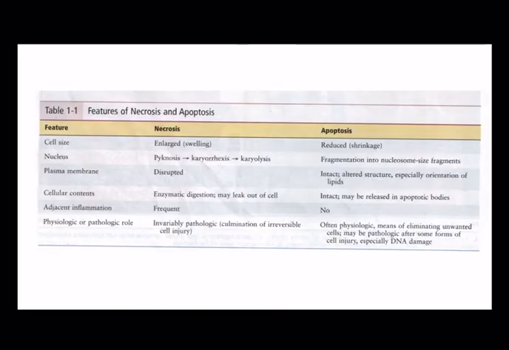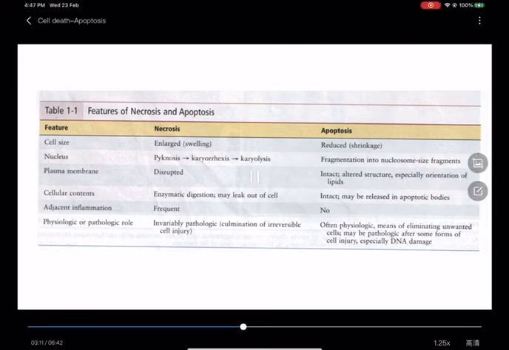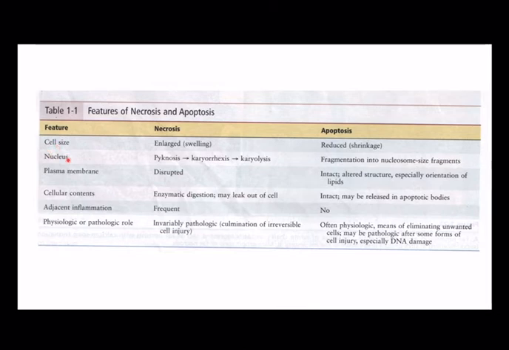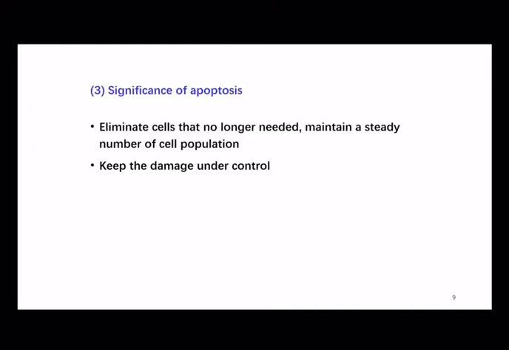This table shows the differences between necrosis and apoptosis. They are different in cell size, nucleus, plasma membrane, cellular contents, adjacent inflammation, and physiologic or pathologic roles. You can read it after class. Now, let's move to the significance of apoptosis. Apoptosis can eliminate cells that are no longer needed in our body, maintain a steady number of cell population, and also keep the damage under control.